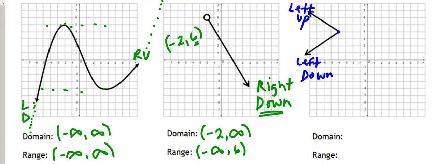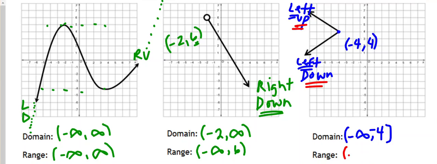Okay, so when I'm talking domain, I'm going all the way to the left, and then my furthest point to my right is at negative 4. It's going to be negative infinity to negative 4. And it's a bracket because I'm including that point. And for my range, all the way up, all the way down, means I'm including all my y values. So negative infinity to positive infinity.